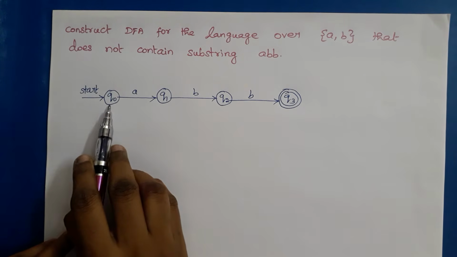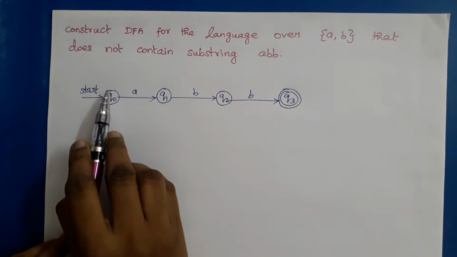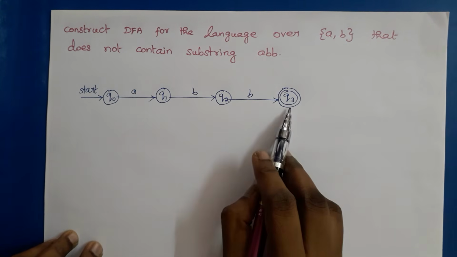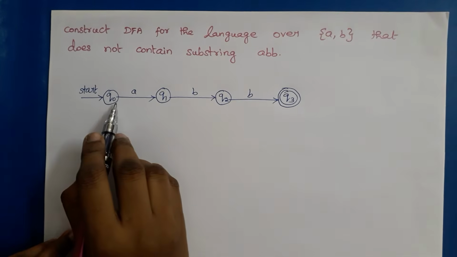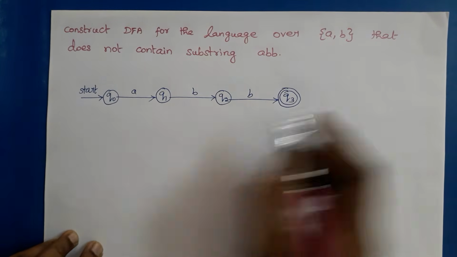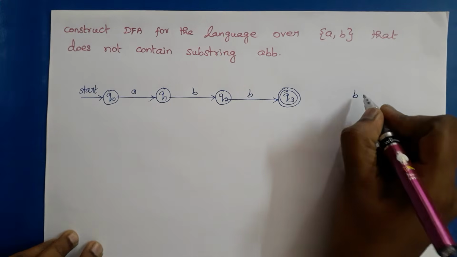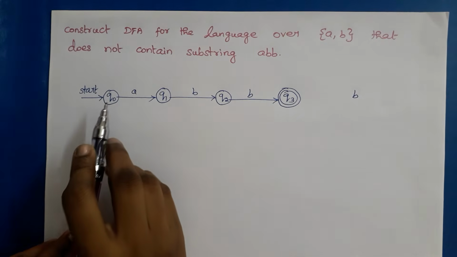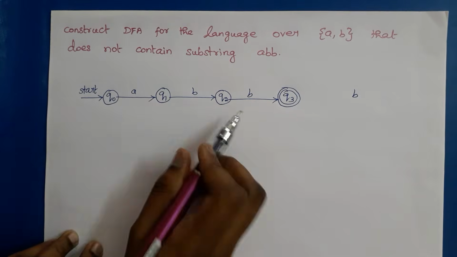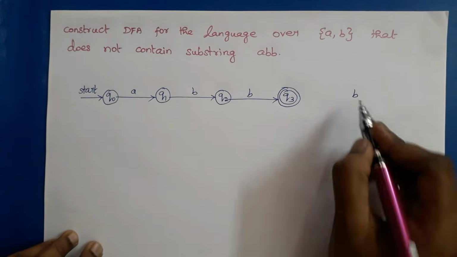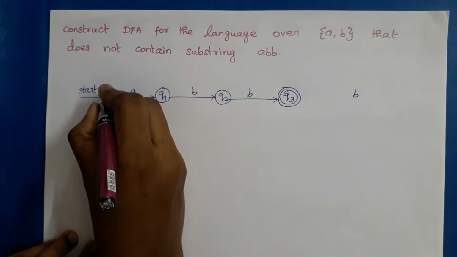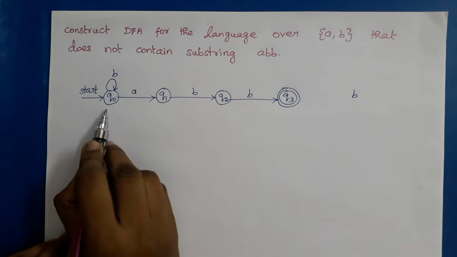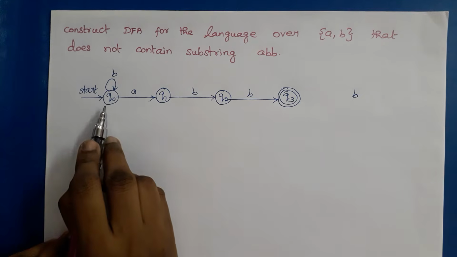That is, from Q0 we have to draw the transition for B, from Q1 A, from Q2 A, then from Q3 A and B. It means in Q0, if the current input is B, the string starts with B. We still need to recognize ABB to reach the final state. But the first input is B, so we have to be in the same state. We should remain in the same state for the input B.